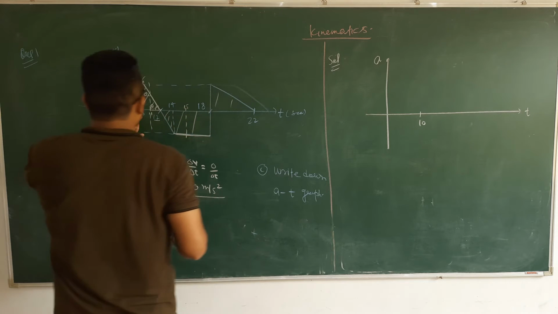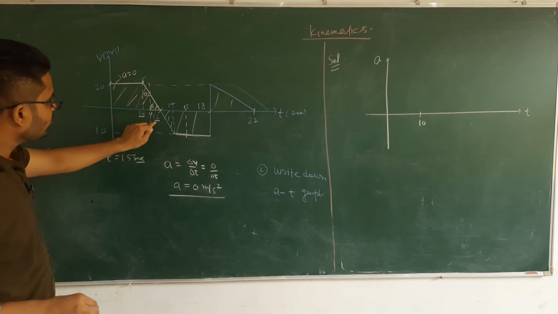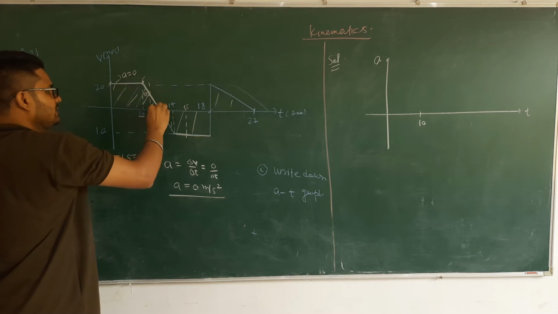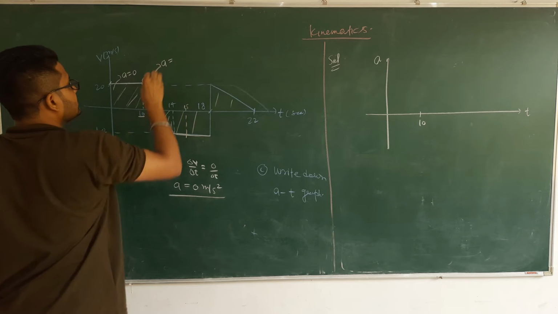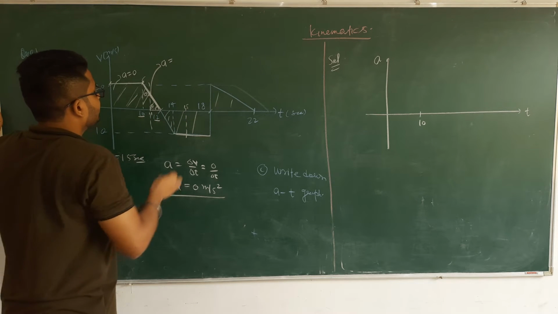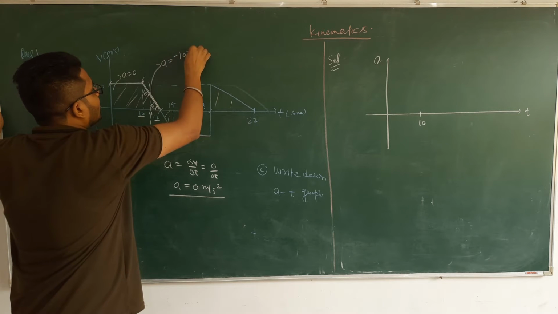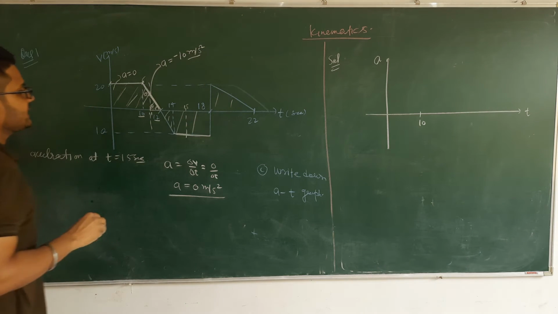What will be the acceleration between 10 to 12 seconds? Between 10 to 12 seconds, acceleration will be within this region. What will be the acceleration? Earlier we have calculated it: minus 10 meter per second square.